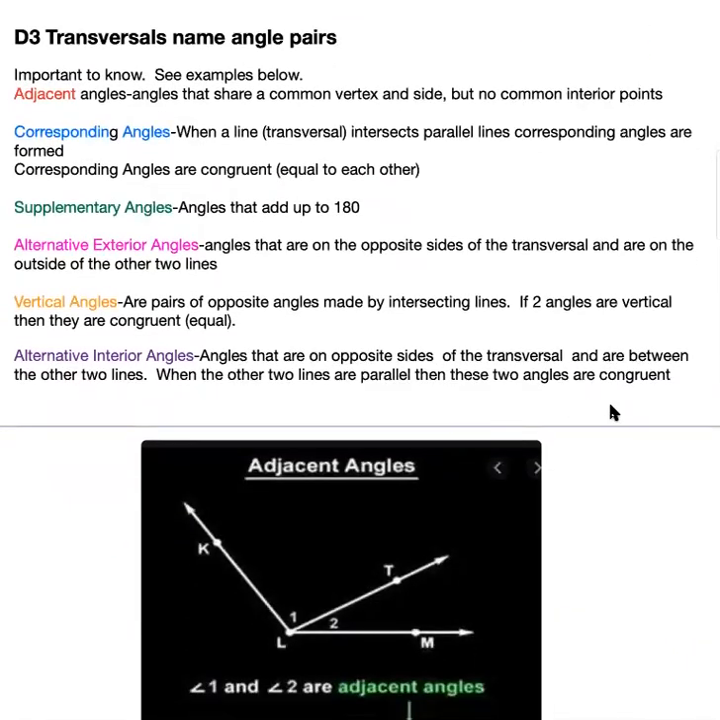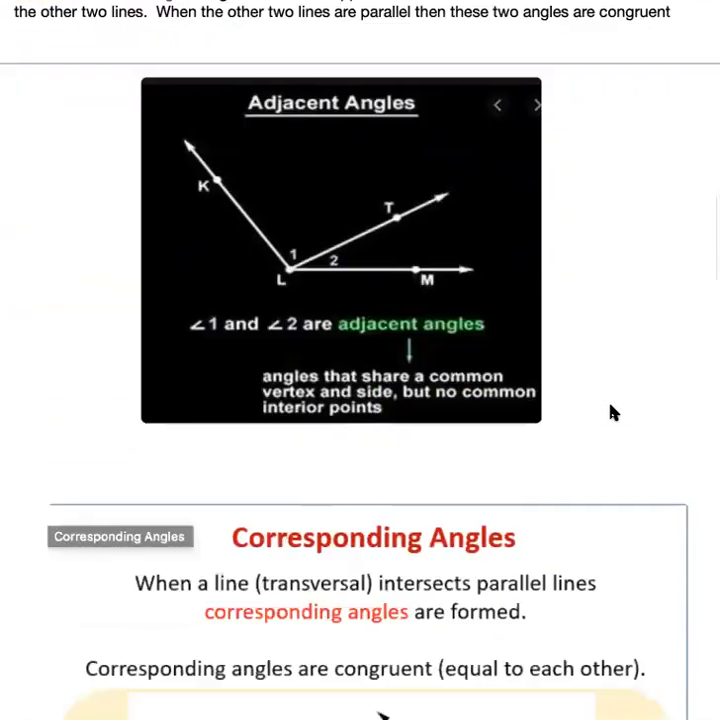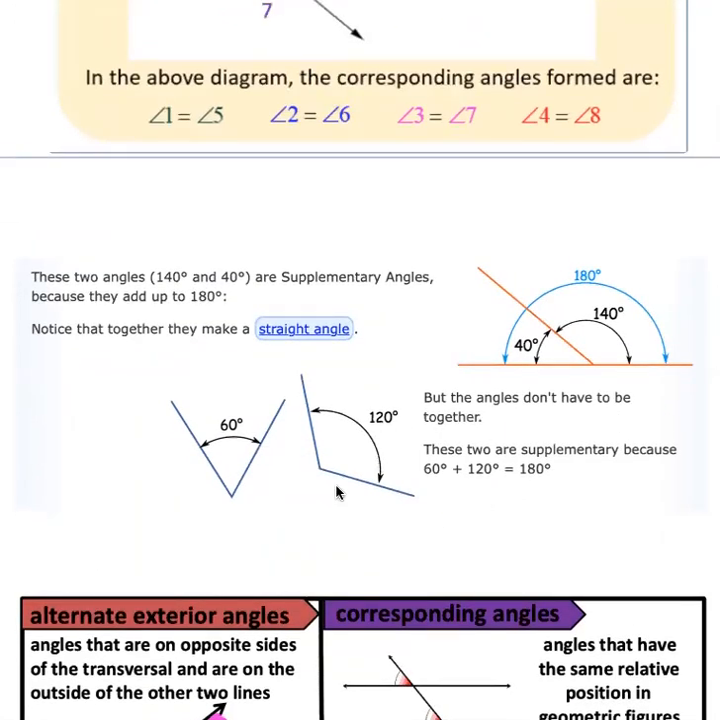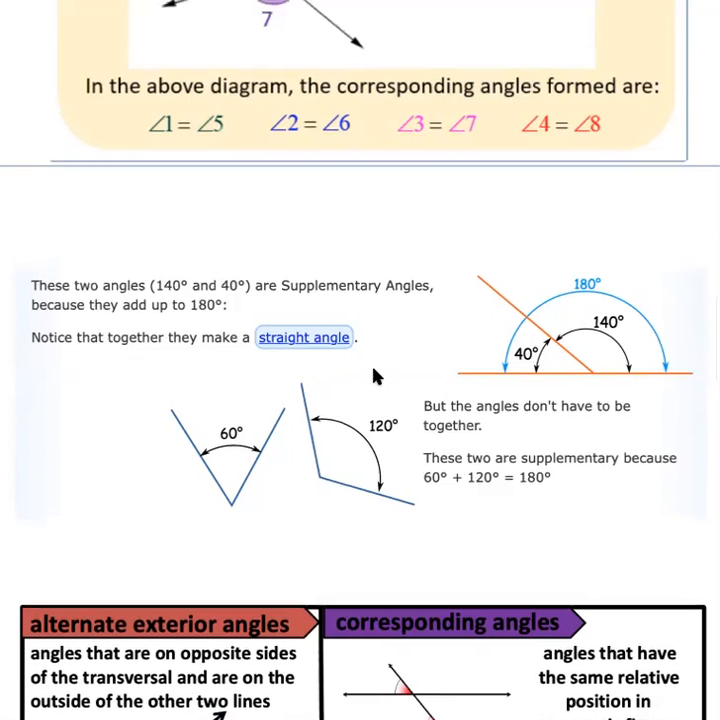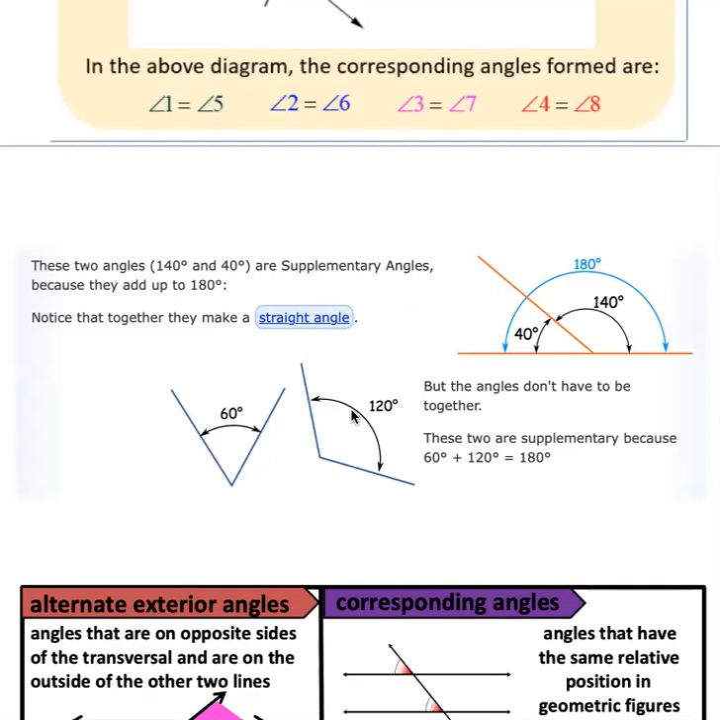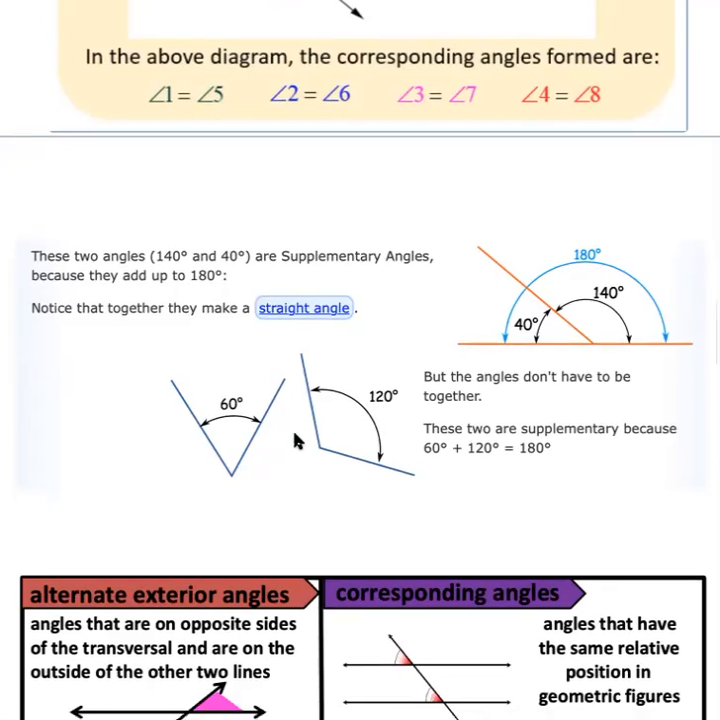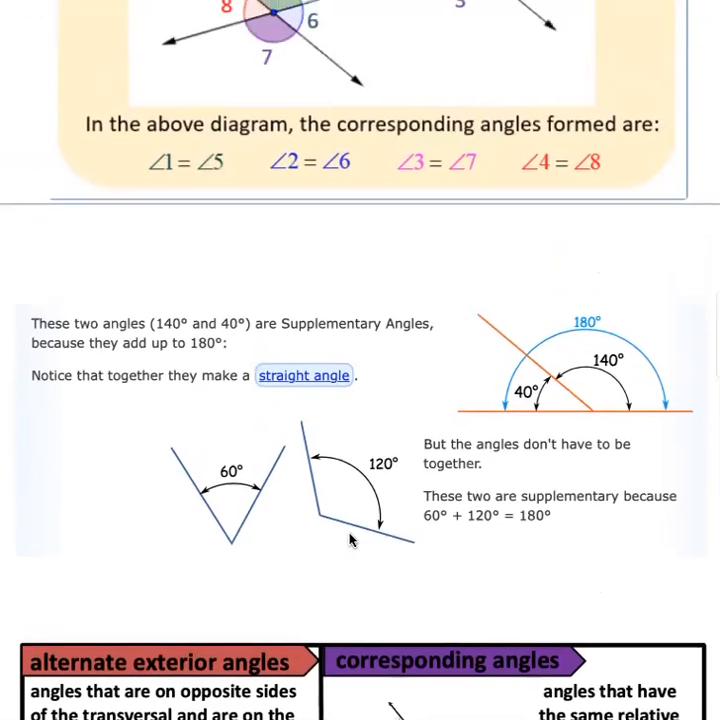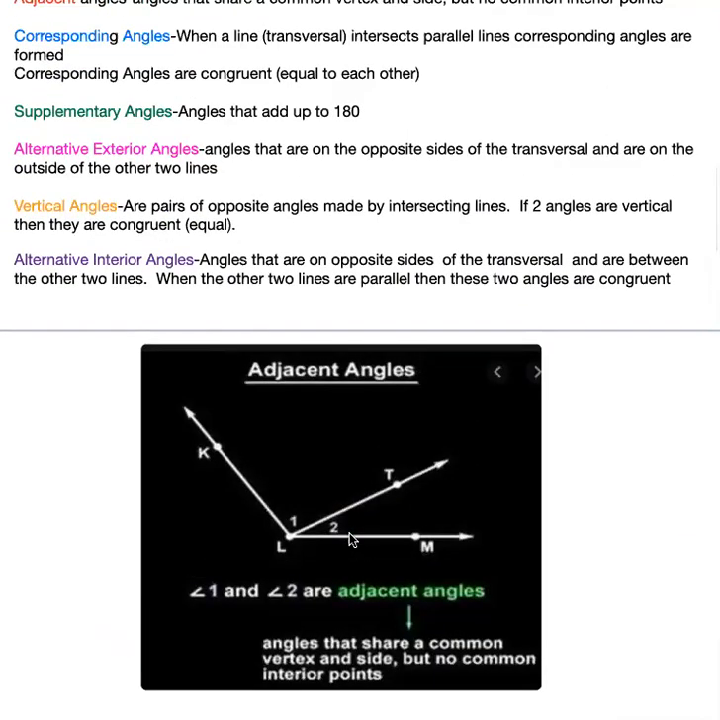Okay, supplementary angles are angles that add up to 180. That would look like this right here. If you add these two angles together, 120 and 60, you create a 180-degree angle, which is a straight line. The key thing is the angles don't have to be together. They can be at a different part. They don't have to be connected. For instance, here and there, they don't need to be connected to be 180 degrees.